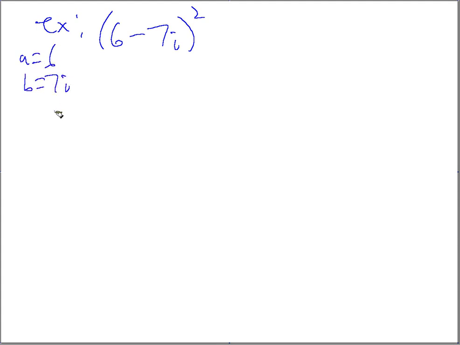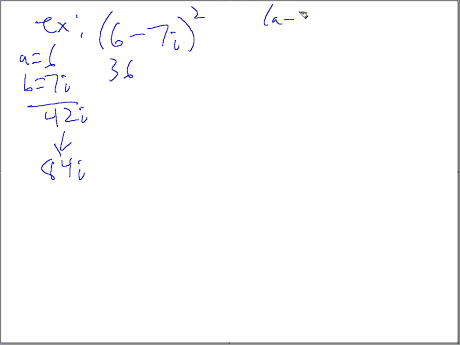Let me go and clear out the screen. Let's try this one. Take a look at 6 minus 7i quantity squared. How about that one? Again, my A is going to be 6. My B is going to be 7i. All right, so therefore A squared is going to be what? 36. All right, A times B is what? 42i, right? 6 times 7i, double it, 84i. So, but what? Minus 2AB, right?